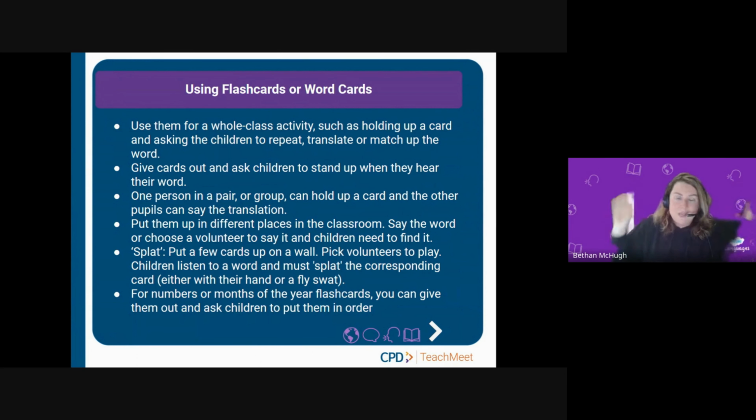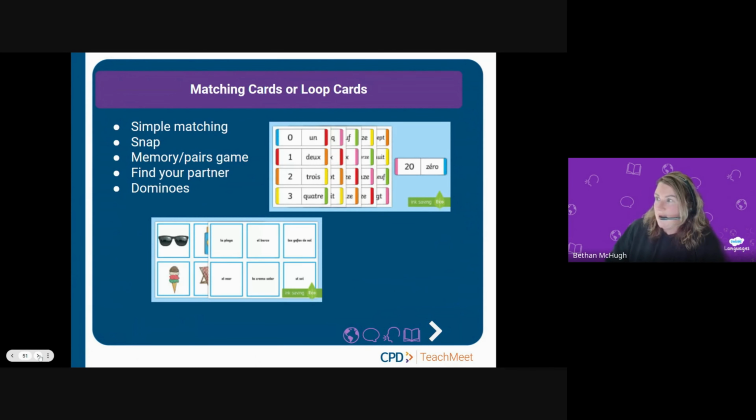Just holding them up, getting children to repeat, translate, matching them. Give cards out, get children to stand up when they hear the word that they've got. They can work in pairs. One person can translate it, for example. As I've just said, they've got to go around and find the word, go and find the card and bring it. You can play splat with flashcards. You can put them in order, all sorts of different things. The same as with matching cards, really.